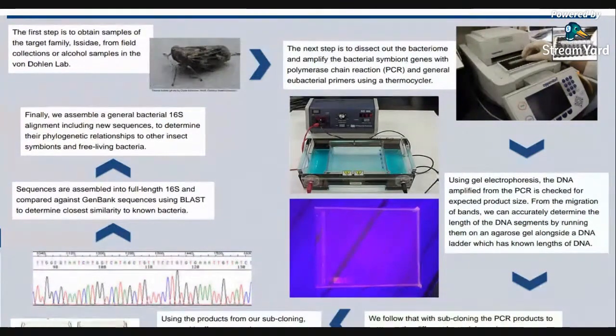Next, the sequences are assembled into full-length 16S and compared against GenBank sequences using BLAST to determine the closest similarity to known bacteria. Finally, we assemble a general bacterial 16S alignment including this sequence to determine their phylogenetic relationship to other insect symbionts and free-living bacteria.